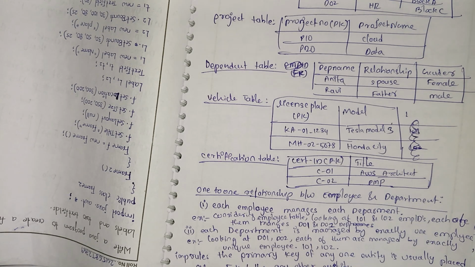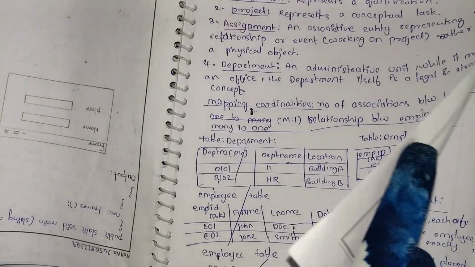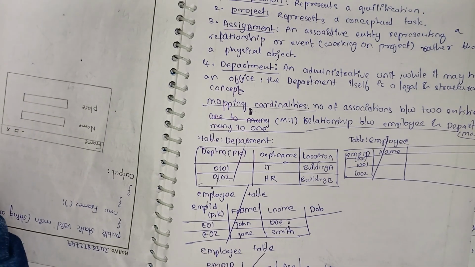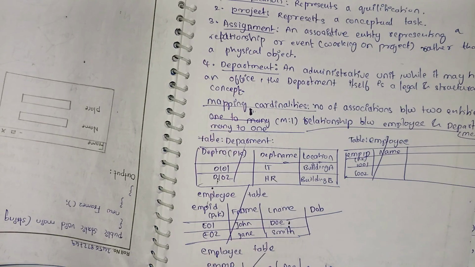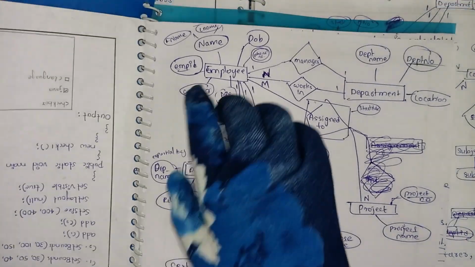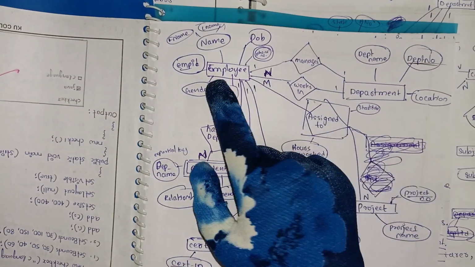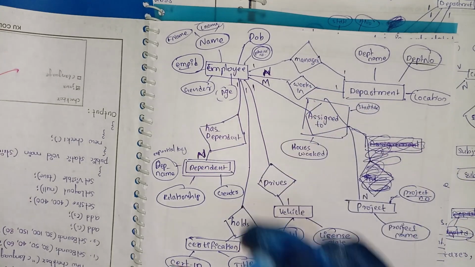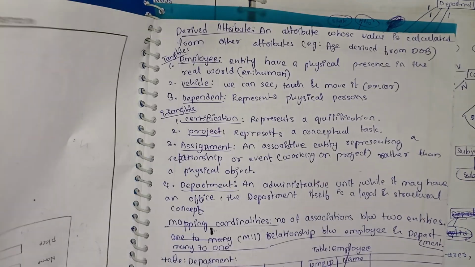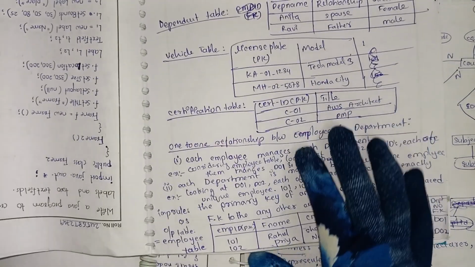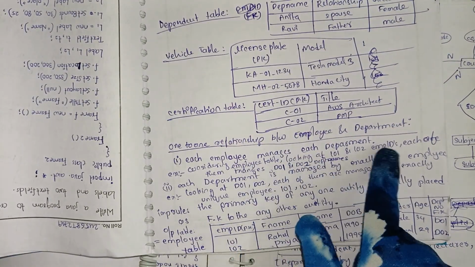Okay, so here first we have a one-to-one relationship between employee and department. Here we have a one-to-one relationship between employee and the department, which is manages. Employee manages department. How the relationship is established, we will see now. Okay, each employee manages each department.